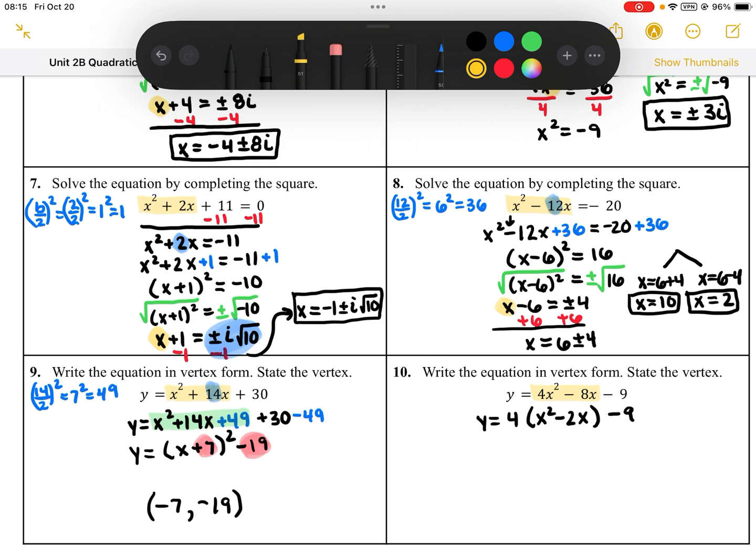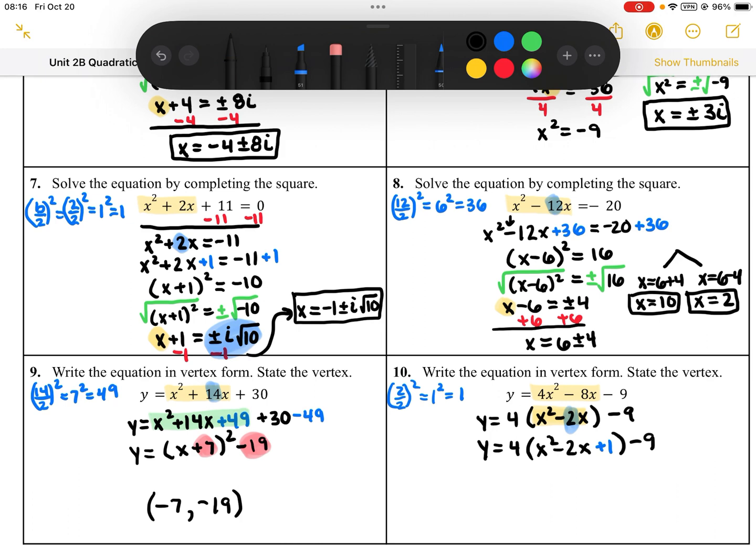Now, what's left in those parentheses, I'm going to create a perfect square trinomial. So I'm going to take my value of b, which is 2. I'm going to do b over 2 squared. 2 over 2 equals 1. 1 squared is equal to 1. So I need to add 1 inside those parentheses. So I'm going to have y equals 4, x squared minus 2x, and I'm adding 1. And then I still have minus 9 on the outside.